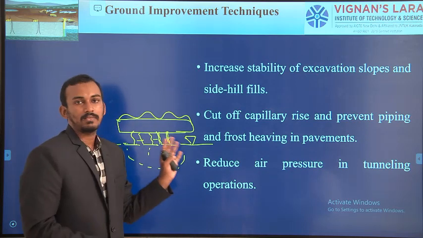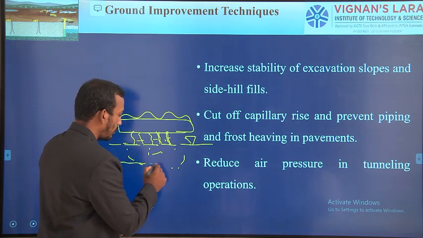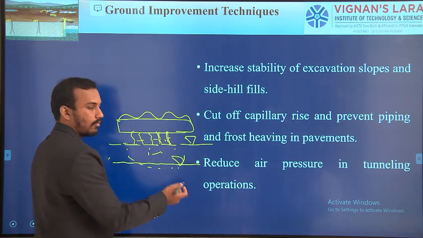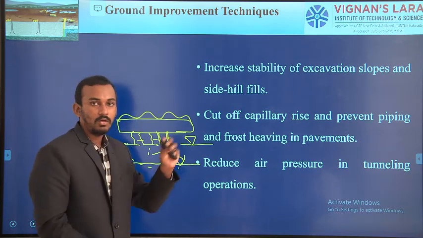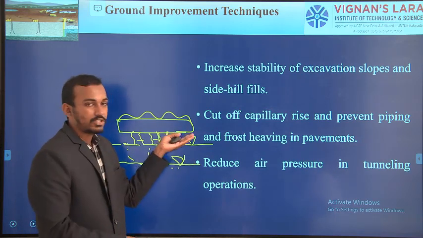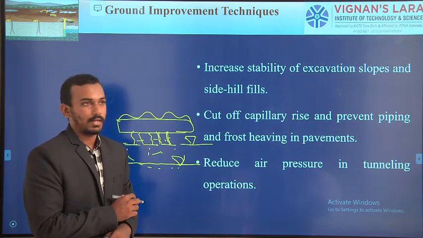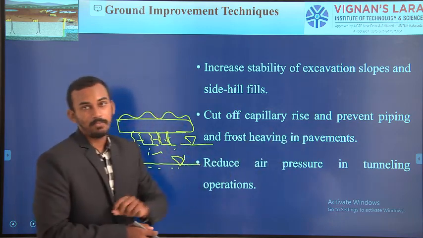So to prevent this, we must use dewatering methods, so that the water table may be reduced to a lower level. So there is no capillary rise. Even though there is a capillary rise, that may not reach our pavement. Okay. To prevent it, we must use dewatering. And the second one is piping.